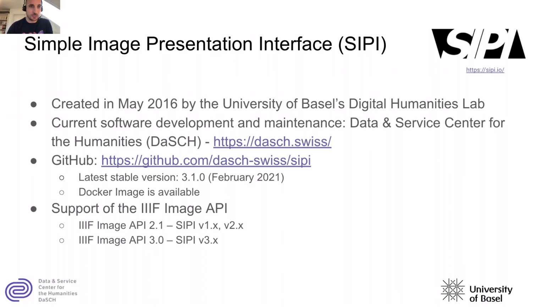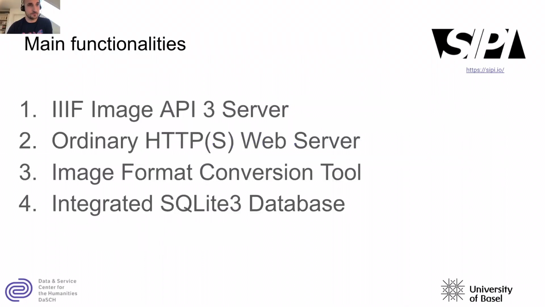SIPI has been supporting the IIIF Image API since the beginning. Versions 1 and 2 of the server are compatible with the Image API 2.1 and version 3 with the Image API 3. It has four main functionalities. Primarily, it serves as a IIIF Image API server. It is also an ordinary web server, can convert different image formats, and has some database integration capabilities.